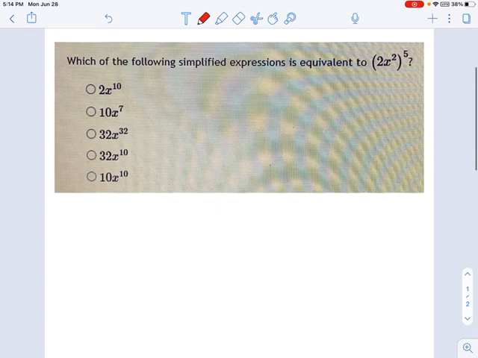So in this question, we're asked, which of the following simplified expressions is equivalent to, well, it's hard to describe it, but 2x squared with a 5th power on the outside. So you have to understand how exponents work in order to address this problem.